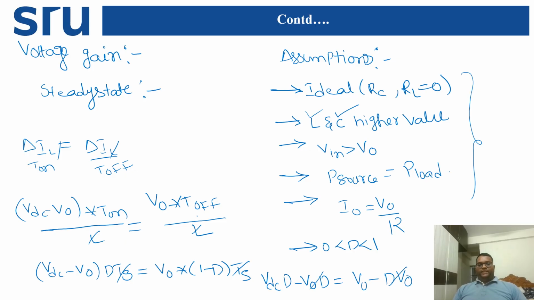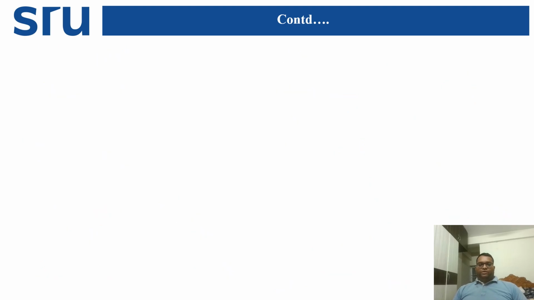Then what is the output voltage? Finally, we derived the voltage gain. That is, output voltage V naught is equal to D times VDC. And finally, we will write the voltage gain V naught by VDC, that is equal to D. This is the final derivation for the voltage gain of the circuit.